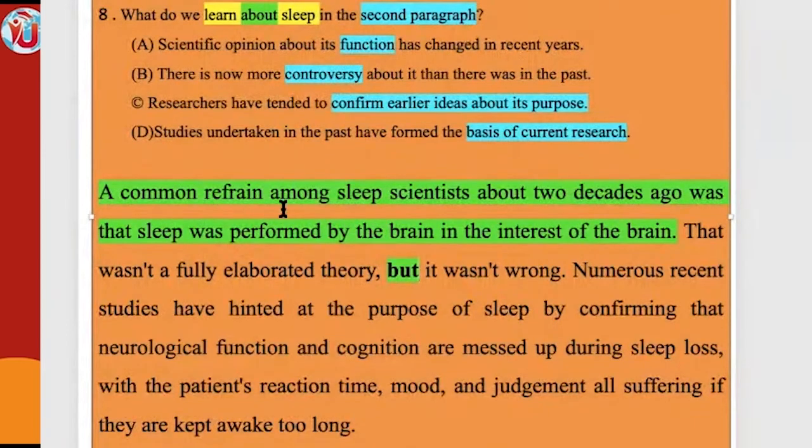They are saying a common refrain among sleep scientists about 2 decades ago was that sleep was performed by the brain in the interest of the brain. But it wasn't wrong means it was right. The topic sentence was right. Numerous recent studies have hinted at the purpose of sleep by confirming what? Neurological function and cognition are messed up during sleep loss, with the patient's reaction time, mood, and judgment all suffering if they are kept awake too long.